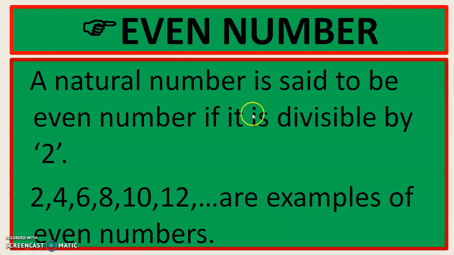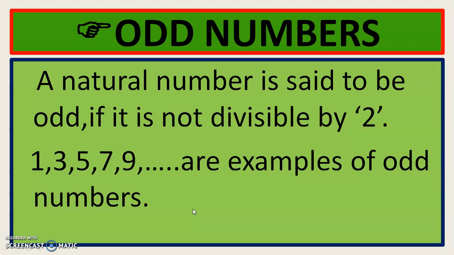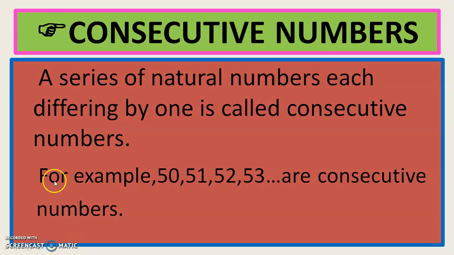Even numbers. A natural number is said to be an even number if it is divisible by 2. For example, 2, 4, 6, 8, etc. are examples of even numbers. What are odd numbers? A natural number is said to be odd if it is not divisible by 2. For example, 1, 3, 5, 7, 9, etc. are examples of odd numbers.